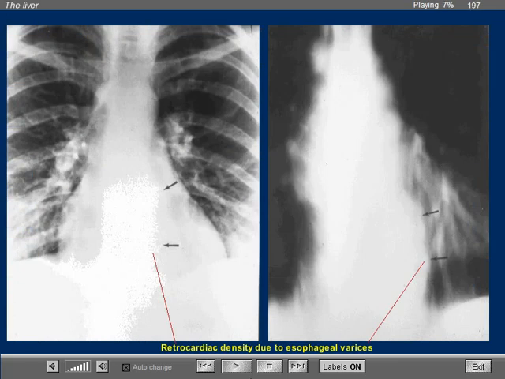This is another example of mediastinal densities to the left of the midline, outlined by the arrows, which on the right coronal tomogram were lobulated and represented the periesophageal veins. So this is a radiographic manifestation of expanded portosystemic collaterals.